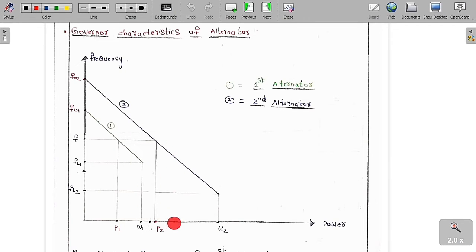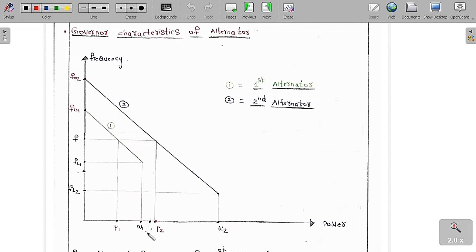So P1 plus P2 should be equal to the power demand. Whenever they are connected in parallel, they need to have the same frequency. So at a common frequency, if you draw a straight line, it is going to intersect at two points. This is point 1 and point 2. If we extend this, we are going to get P1 and P2.